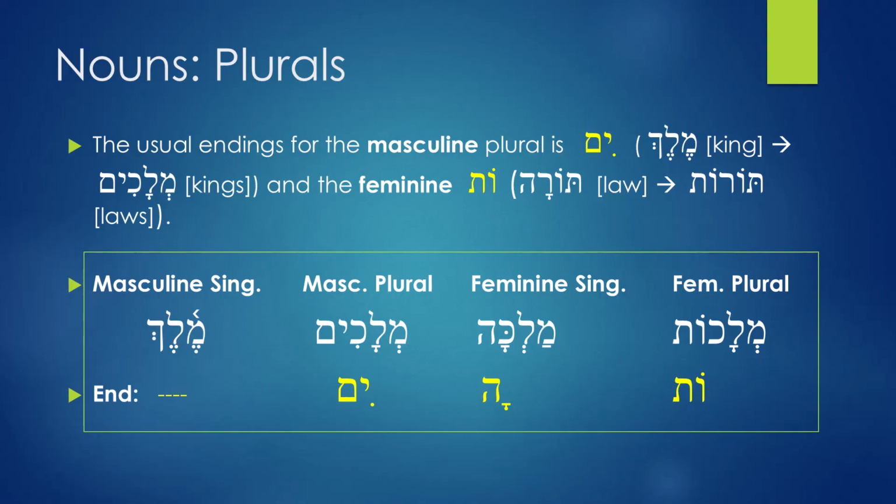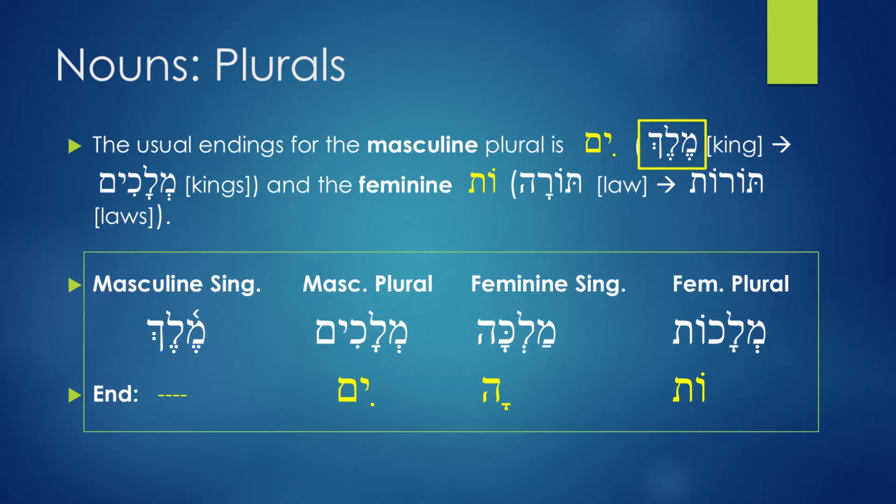In Hebrew, nouns are made plural by adding im or ot to the end of a singular noun. By im or ot, this is what I mean. The usual ending of the masculine plural is im. That is hirek yod mem, im. For example, you have the word melech. Melech means king in Hebrew.